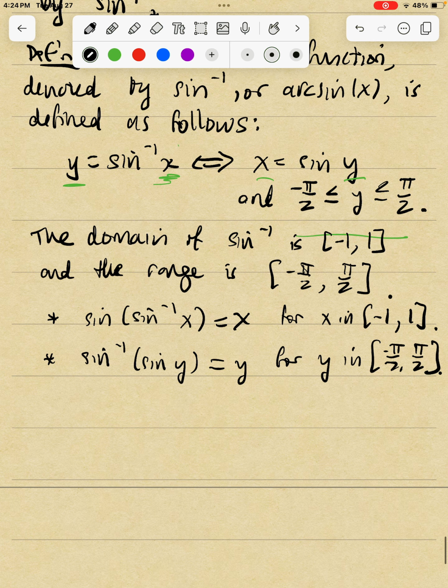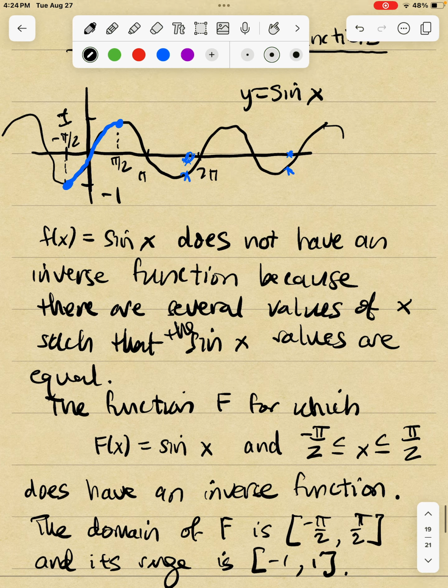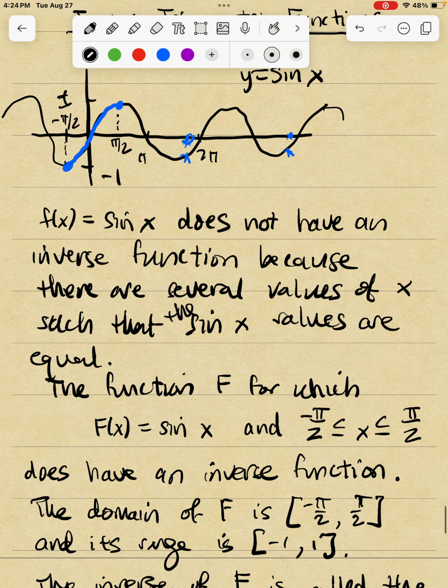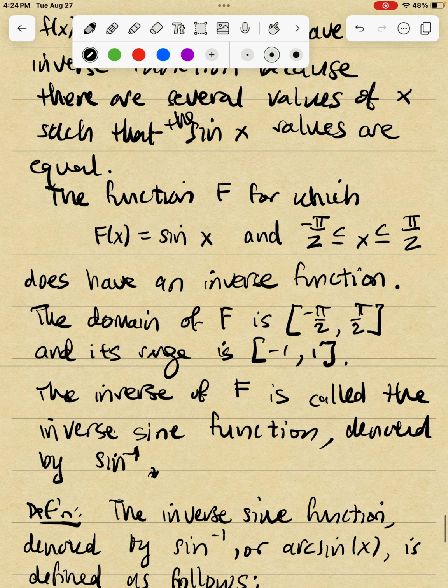So the sine function does not have an inverse, but we still talk about the inverse sine. And inverse sine is really the inverse of this function f that we defined, which is just sine x restricted to this interval.